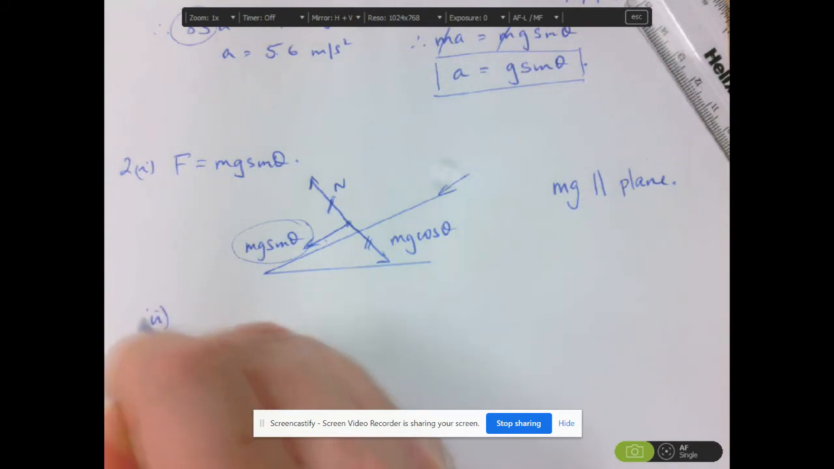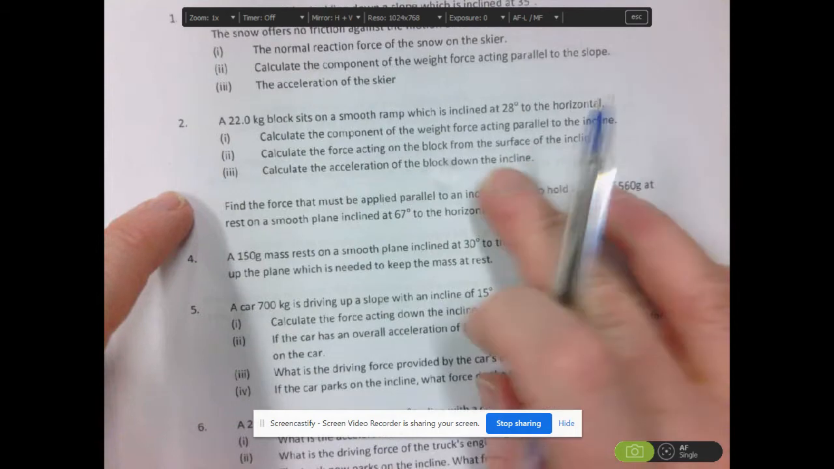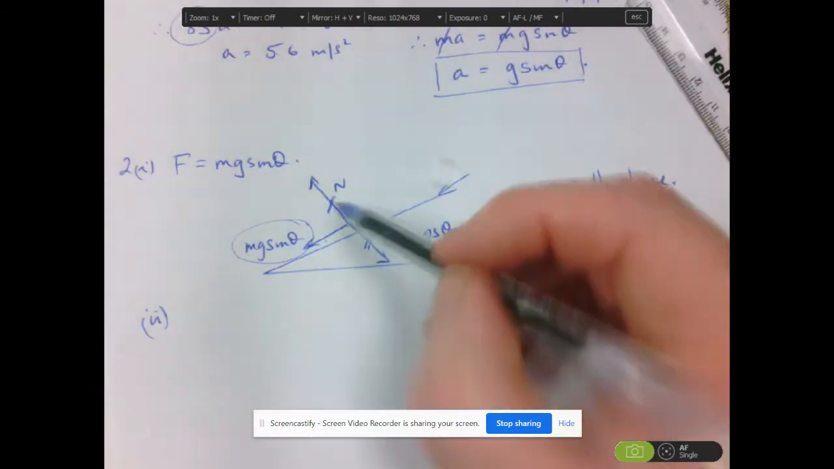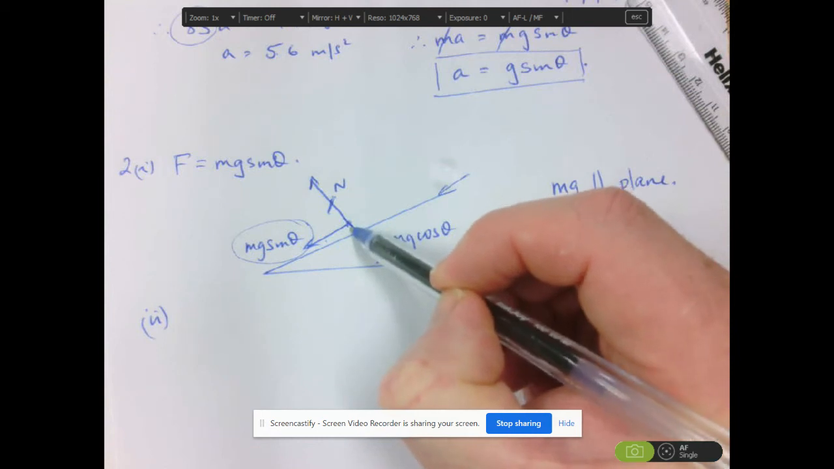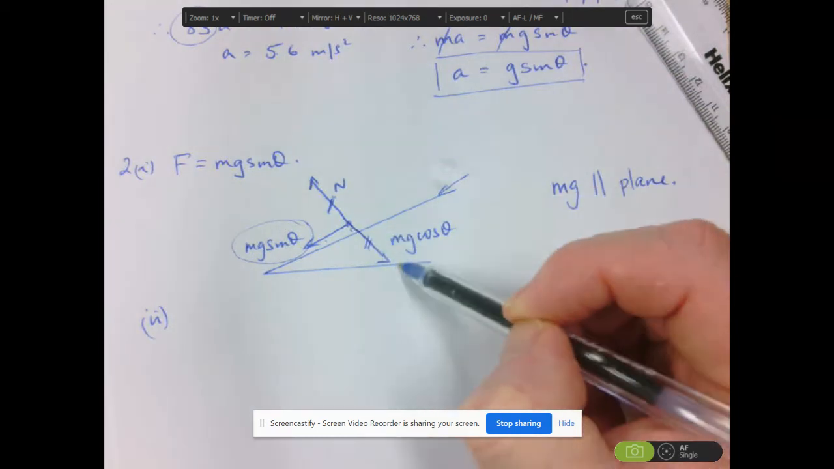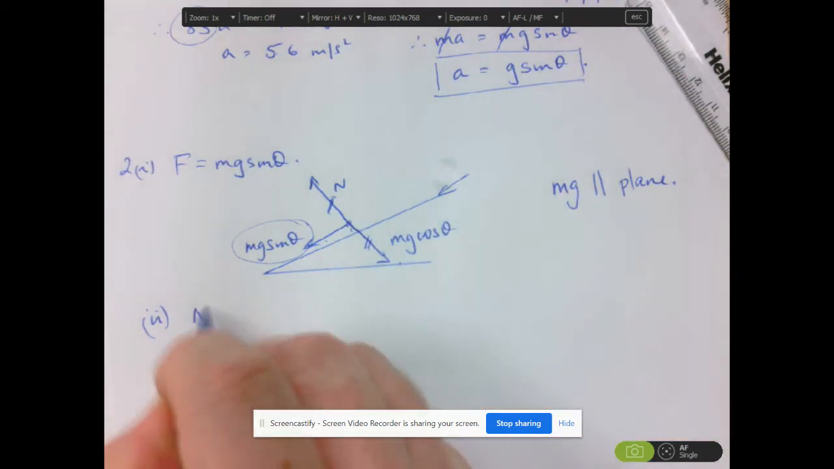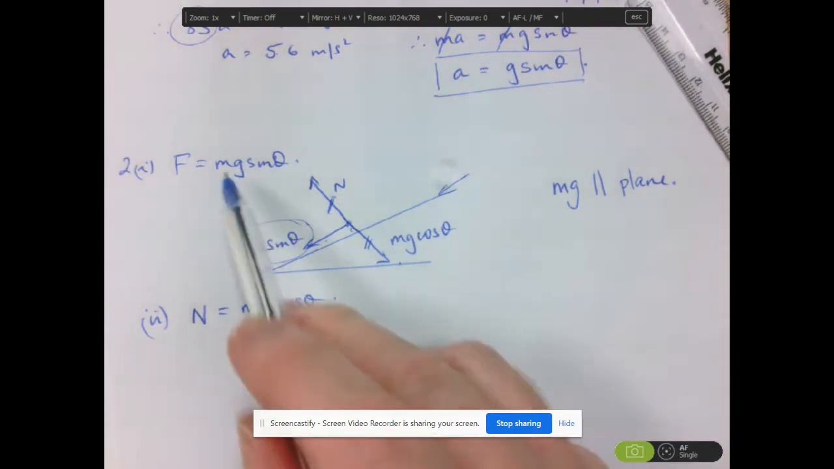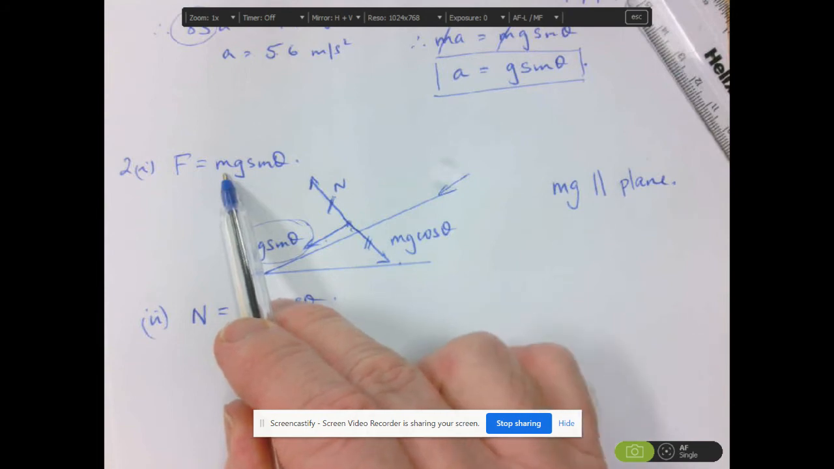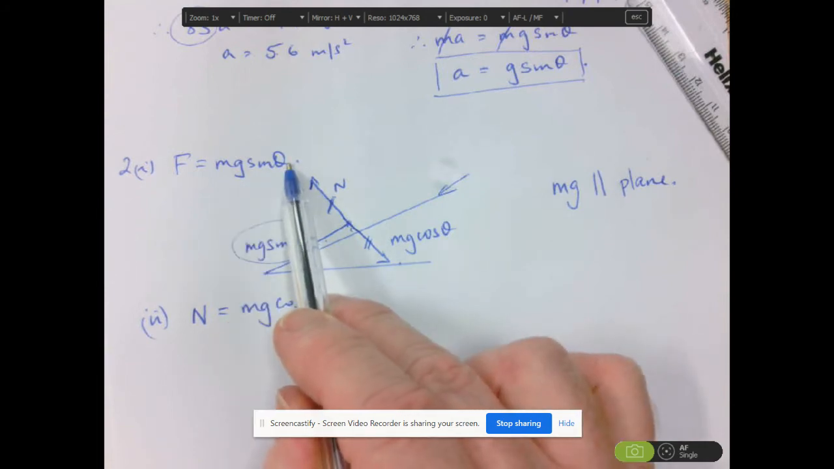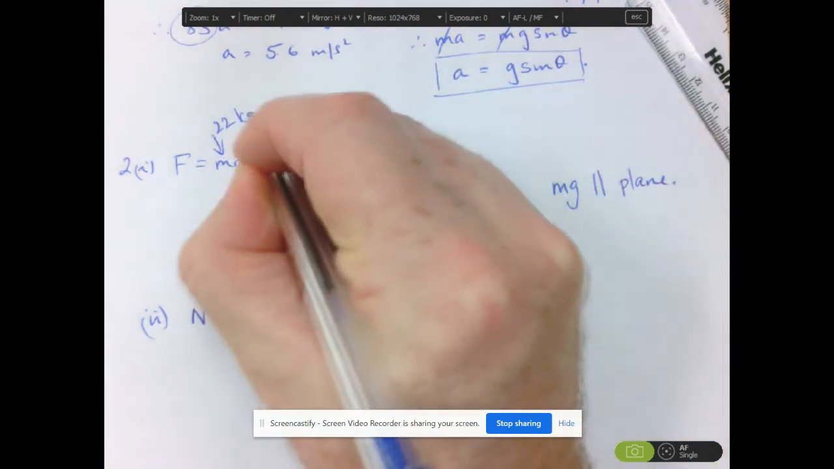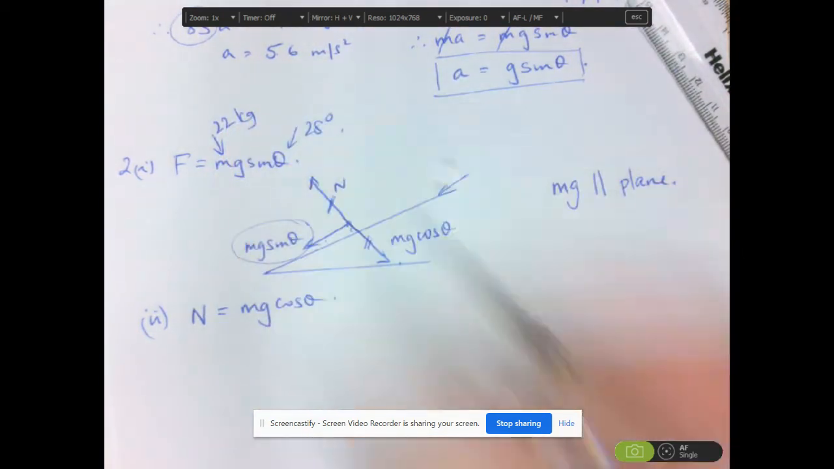Question 2 is asking us what is the force acting on the block by the surface? Well, the force acting on the block by the surface is a normal force, so we want this one here, which is N equals mg cos theta. Remembering we know m in both cases, that's 22 kilograms, and we know theta in this case is 28 degrees.